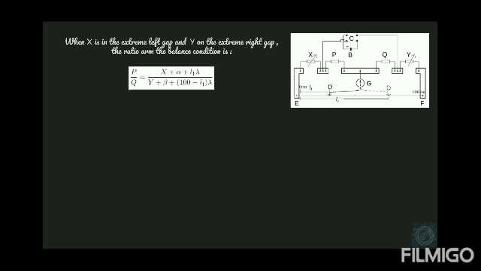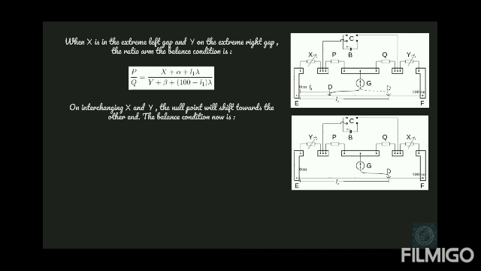The problem is I don't know alpha and beta, so I need to somehow eliminate them, and this is what we do to eliminate them. We interchange X and Y. On interchanging X and Y, the null point will definitely shift towards the other end. It's just like beam balance. If the weight is interchanged, the beam will be deflected to the other side, right? So the null point now shifts to some value called L2.